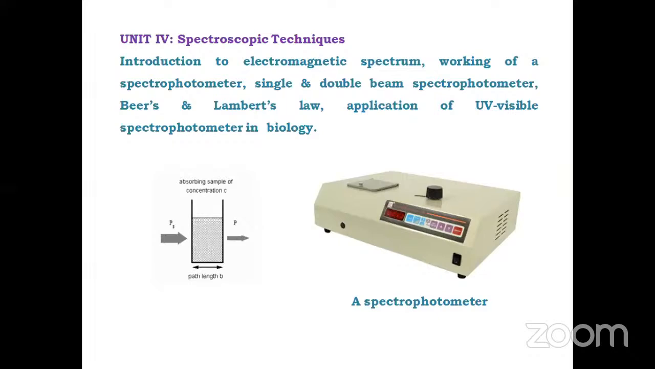So we also deal with the working of a spectrophotometer, what is the principle behind the working of a spectrophotometer, single beam and double beam spectrophotometer, and the application of UV and visible spectrophotometry in biology or biological science.